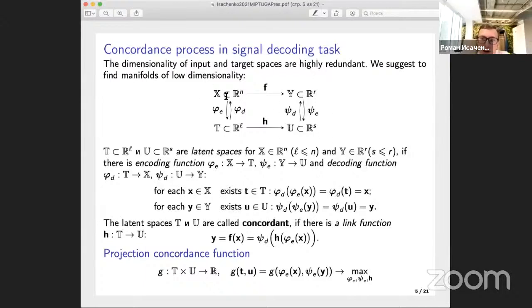If there exist invertible encoding functions phi_e and psi_e and decoding functions phi_d and psi_d, we will say that for the input and target spaces X and Y, there are latent spaces T and U. In this case, latent spaces are concordant if there is a link function h which maps objects from one latent space to another. To find the encoding and decoding functions and the link function, the task of projection concordance is posed as maximizing the concordance function J.